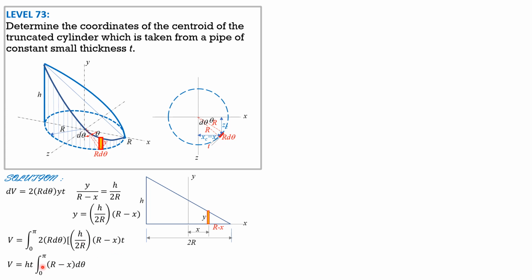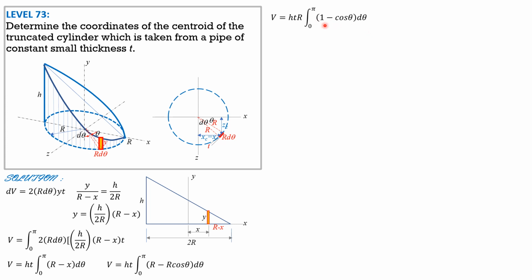So volume equals, cancel 2r. So we have ht, then integral from 0 to pi, theta is from 0 to pi, of r minus x d theta. From the figure, x is r cosine theta from this triangle here. This is theta. So therefore, this is r cosine theta, hypotenuse times cosine of that angle. So volume equals ht, integral of 0 to pi of r minus r cosine theta d theta. Factor out r. So volume equals htr, integral from 0 to pi of 1 minus cosine theta d theta.